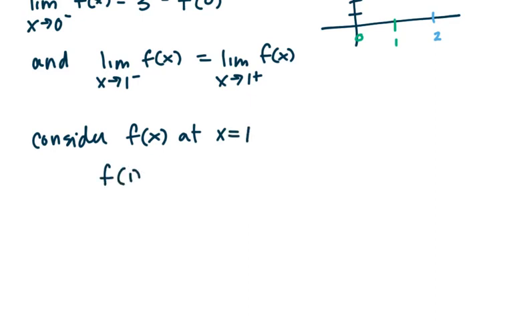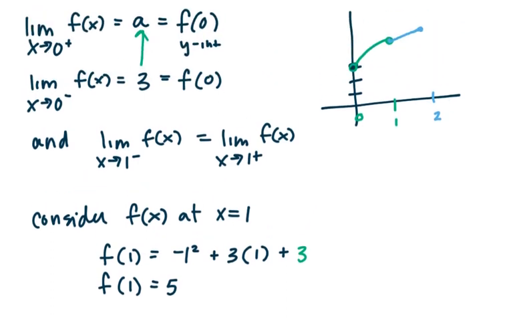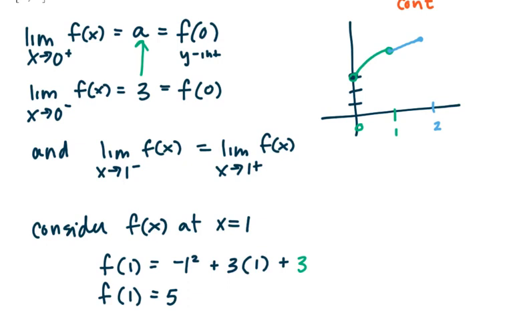And so f of 1, we have that parabola, -1 squared plus 3 times 1 plus a. And of course, we just said that that a value is going to be 3. So if I plug these in and I simplify this, what I get for my output is that f of 1 equals 5. So what's occurring is we now know this point right here is (1, 5).